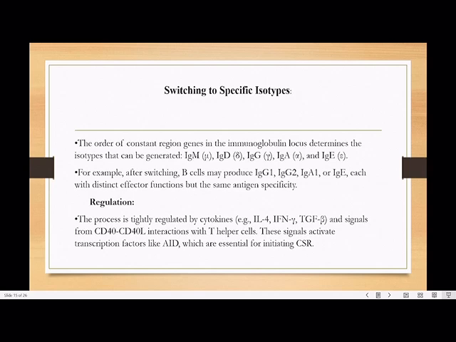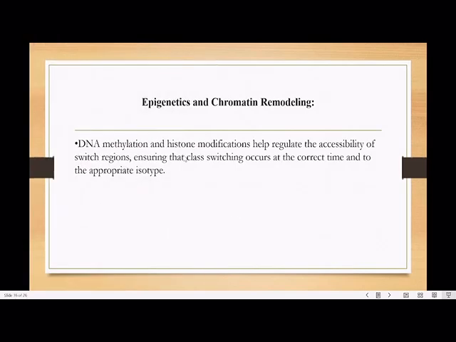This process is tightly regulated by cytokines and signals from the CD40 interaction with the CD40 ligand on T helper cells. These signals activate factors like AID, which are essential for initiating the CSR. We have also epigenetics and chromatin remodeling. DNA methylation and histone modification help regulate the accessibility of the switch region, ensuring that class switching occurs at the correct time and to the appropriate isotype.